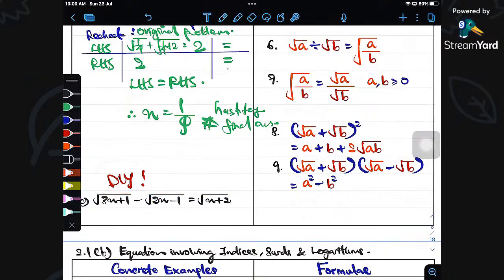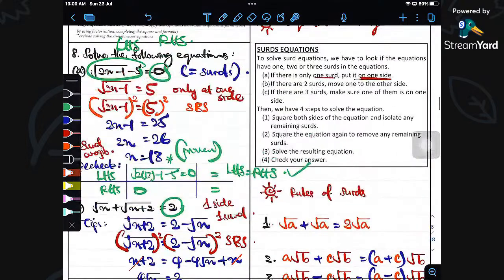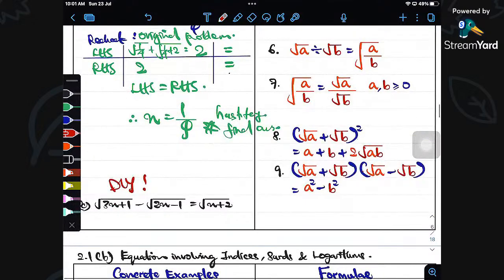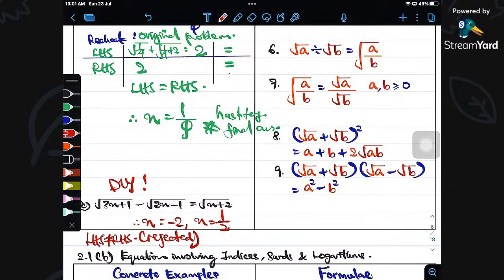I don't have the time to show you, but there are 3 cert, you know that. So when there are 3 cert, make sure one of them is on the other side, on one side, okay? You rearrange them, and eventually you will get 2 answers, where one is -2, one is a half. But this is actually rejected. Kenapa dia rejected? Sebab dia punya left hand side is not equals to the right hand side.